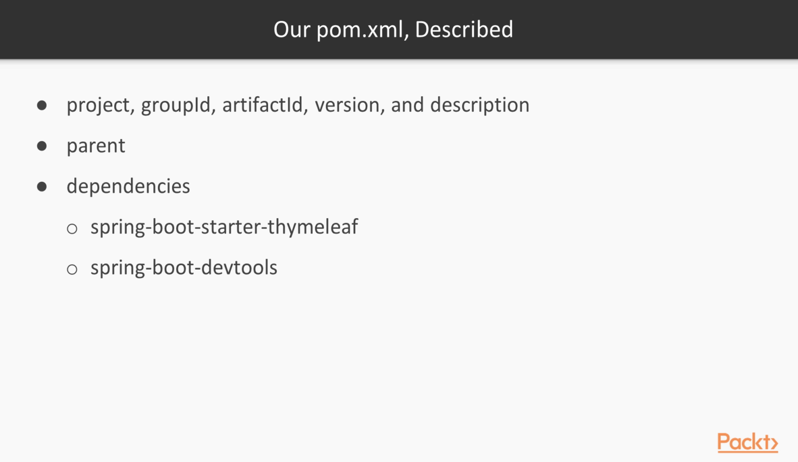Here's the order in which we're going to look at each of these elements. The header information that describes our project and what we're building, the parent, the dependencies and what specific dependencies we're using in our application, and then we're going to take a look at some plugins as well.